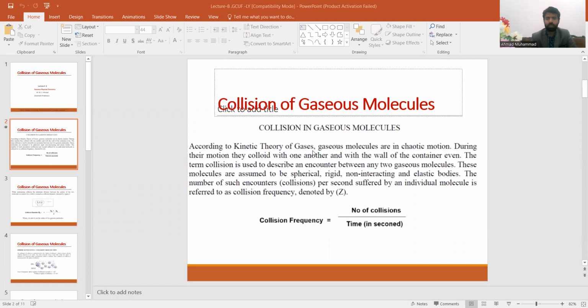According to the kinetic theory of gases, molecules are always in random motion, so they can collide with each other and collide with the walls of containers. But the collision should be elastic. These are elastic bodies, and these bodies are also spherical, rigid, and non-interacting. If we talk about their collisions per second suffered by an individual molecule, it is referred to as the collision frequency, denoted by Z. The collision frequency of a gas molecule is equal to the number of collisions divided by the total time taken for these collisions.